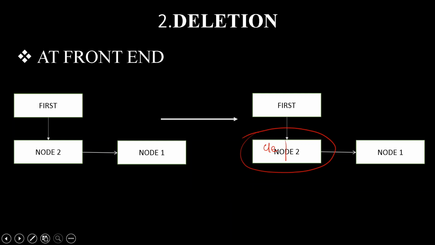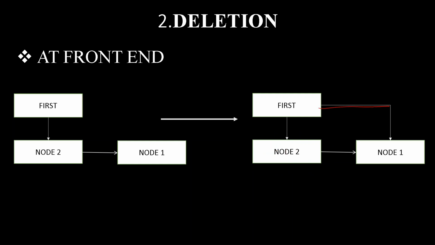First was pointing to node 2. Now first is equal to temp of link. The link field is pointing to node 1. So when we assign first is equal to temp of link, it will automatically point to node 1 like this. And when we use free of temp, node 2 will be deleted. This is the delete function.